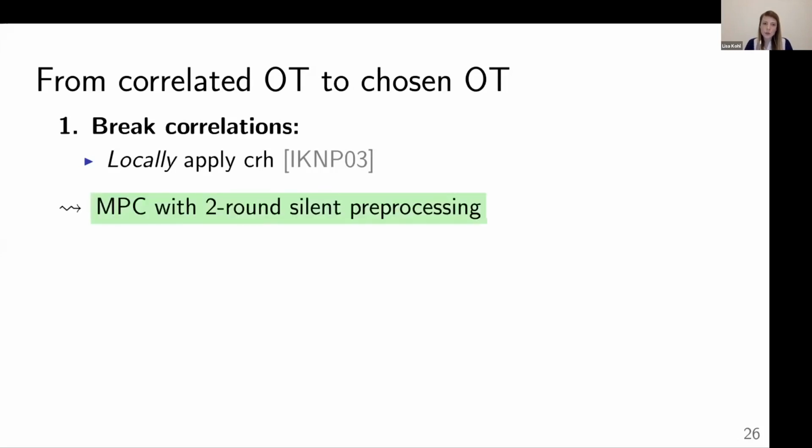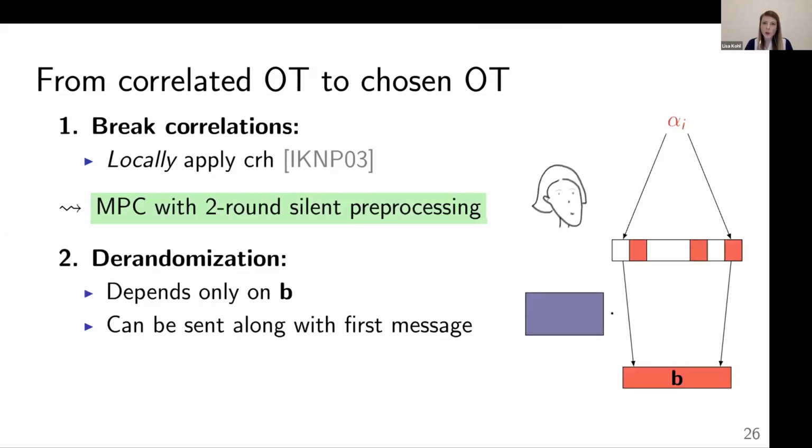And this gives you MPC with 2-round silent preprocessing. And then, as I promised, also 2-round OT extension. If you talk about OT extension, I talked only about random OTs, but of course, in general, you will also care about chosen OTs, where the receiver really chooses which messages she wants to get, and the sender really chooses which messages he wants to send.